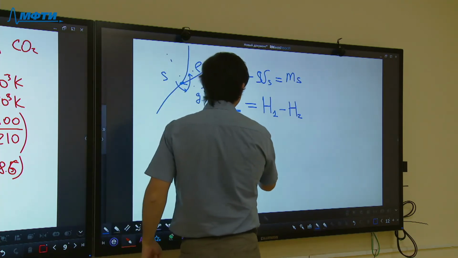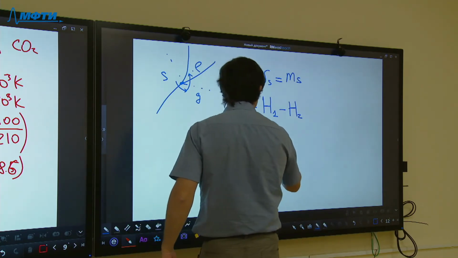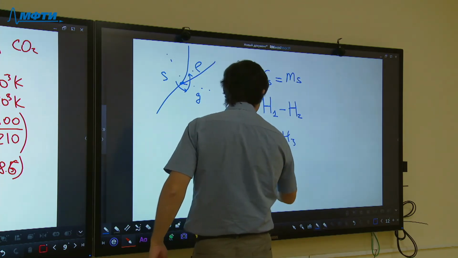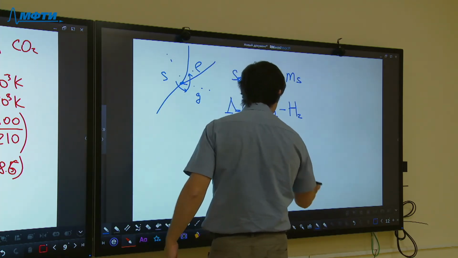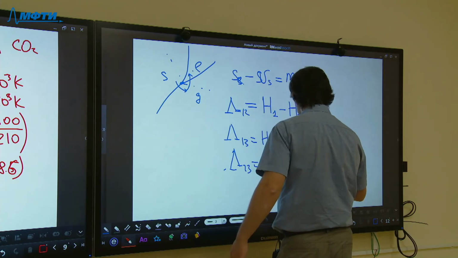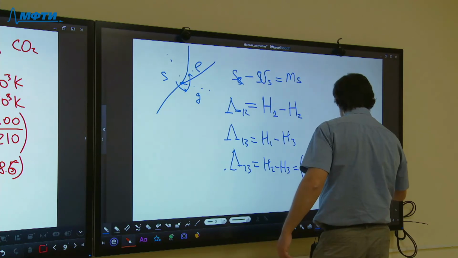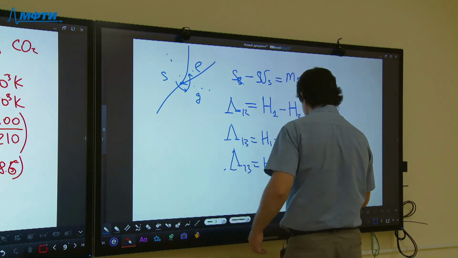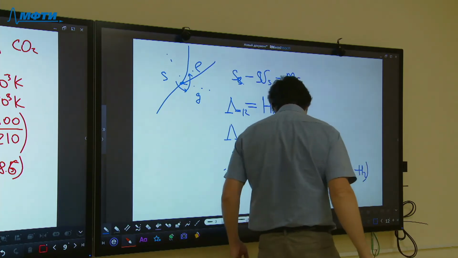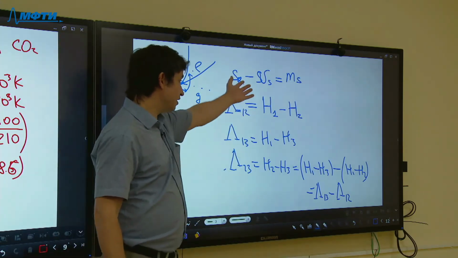So, I have this specific heat, I have this specific heat, and I need to calculate lambda 23, which is H2 minus H3. So indeed, I can do this by calculating H1 minus H3 minus H1 minus H2. So indeed, this is lambda 1,3 minus lambda 1,2. Once again, the same expression.